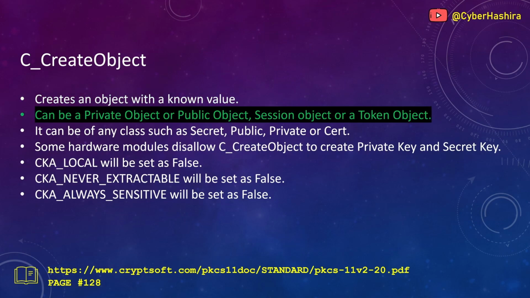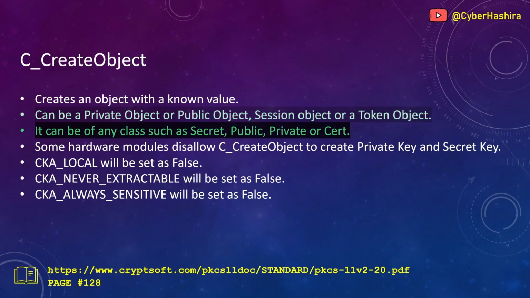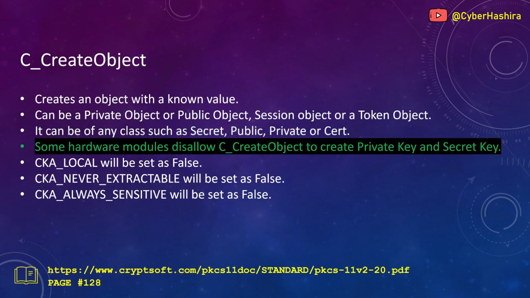Objects created by C_CreateObject can be a private object or a public object. It can also be a session object or a token object. Objects created by C_CreateObject can belong to any class. It can be a secret key, public key, or a private key, or even a certificate. There are some hardware security modules that disallow C_CreateObject from creating a private key and secret key.